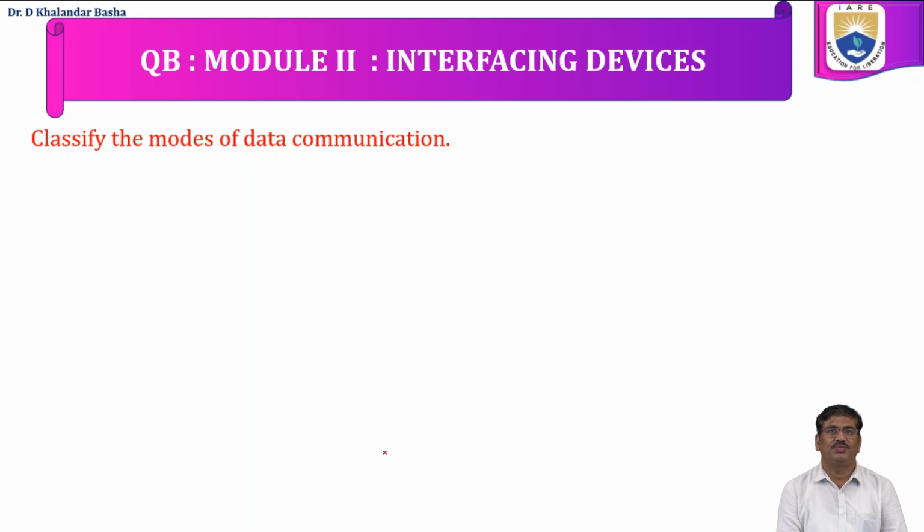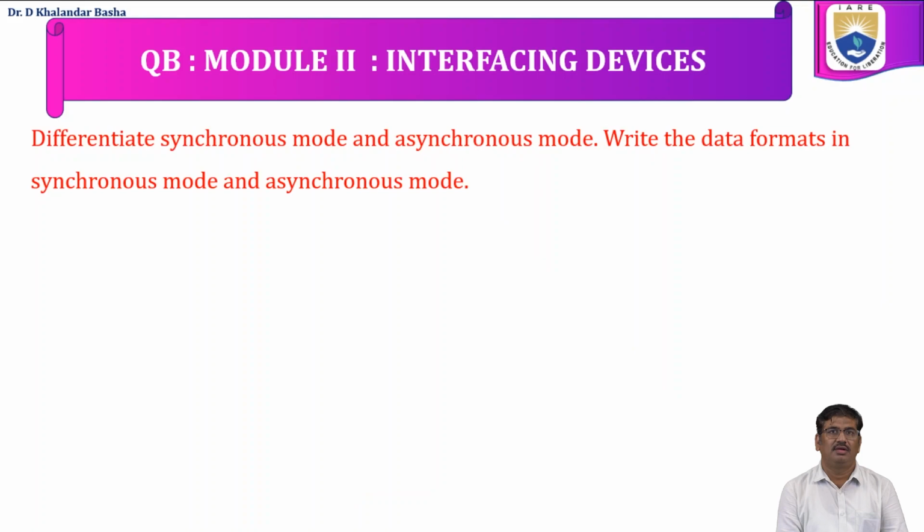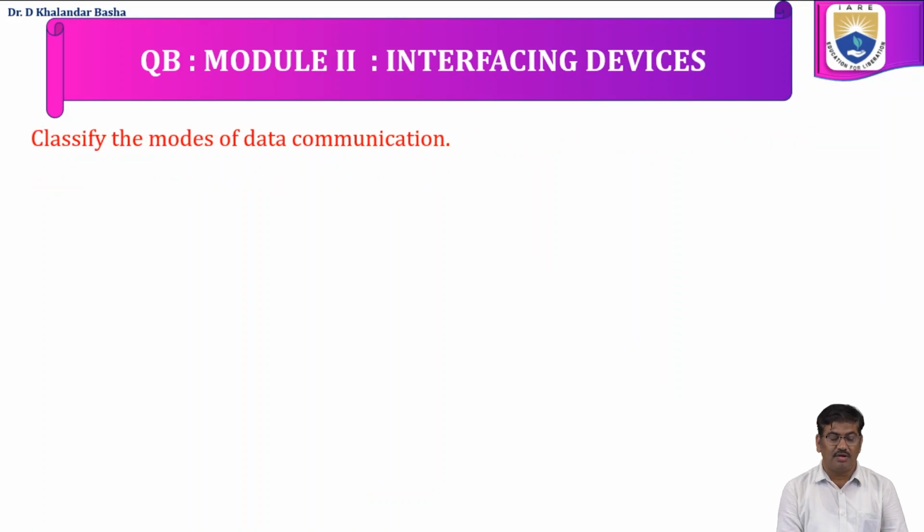Next, classify modes of data communication. The various modes are simplex, half duplex and full duplex. In simplex mode, device 1 communicates with device 2, but data transfer is in only one direction. Either from D1 to D2 or from D2 to D1, only one direction.